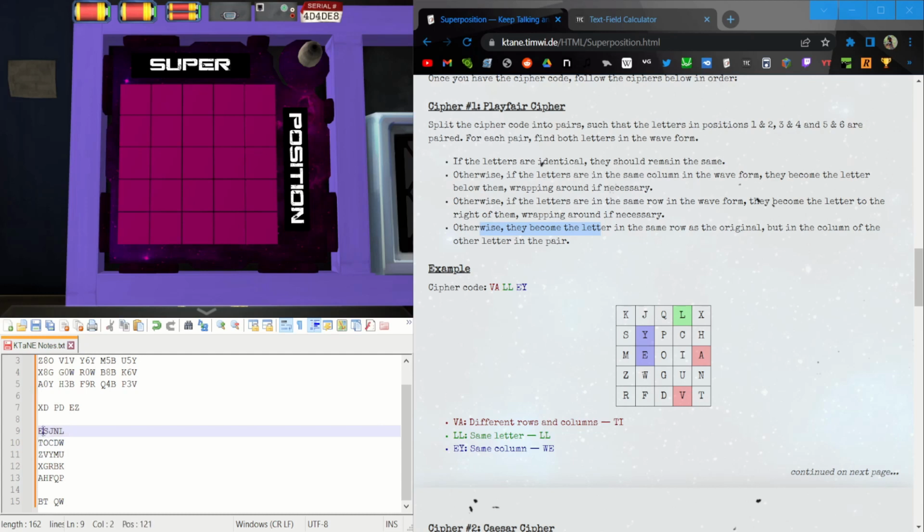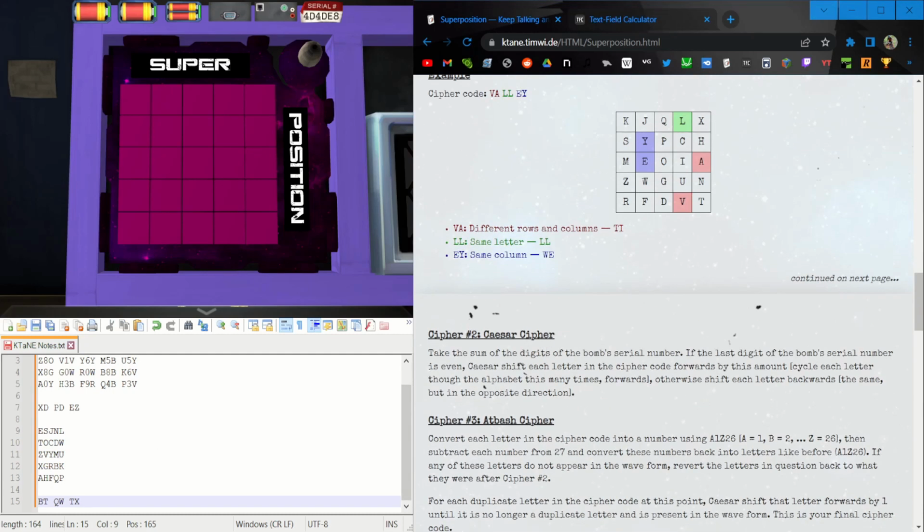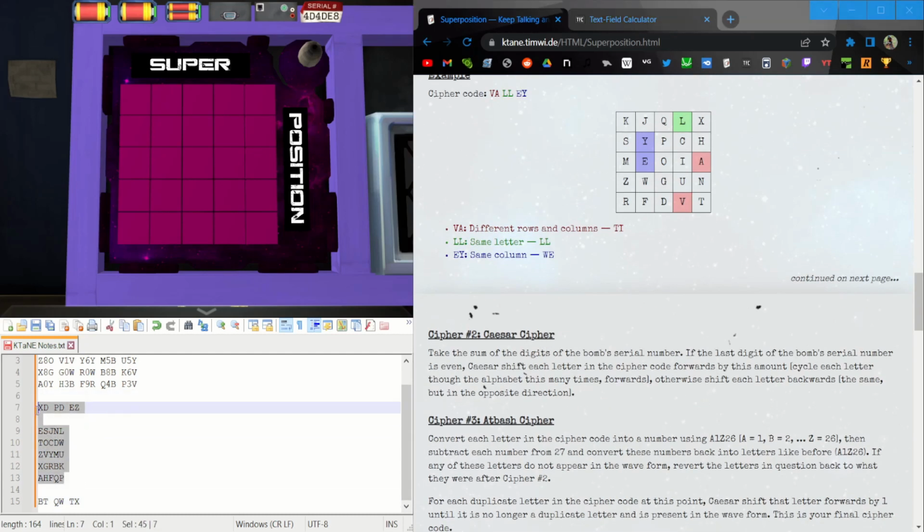For Echo and Zulu, we do have them. They are in the same column, so in this case we go down from their position. So down 1 from Echo is Tango, and down 1 from Zulu is X-ray. So that's the Playfair cipher done. And I'm just going to get rid of this.